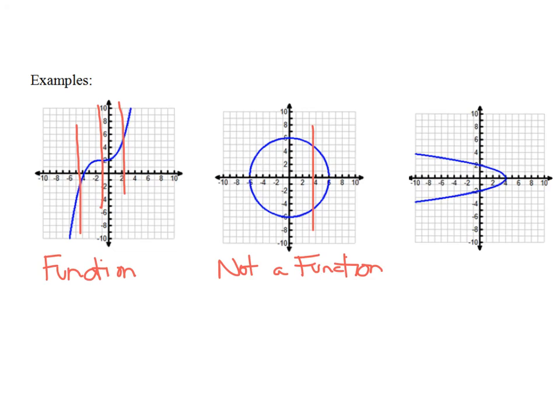Same thing happened with the third example. If I draw a vertical line at the number 1, I see that there are two outputs at the number 1. So this one is not a function as well.